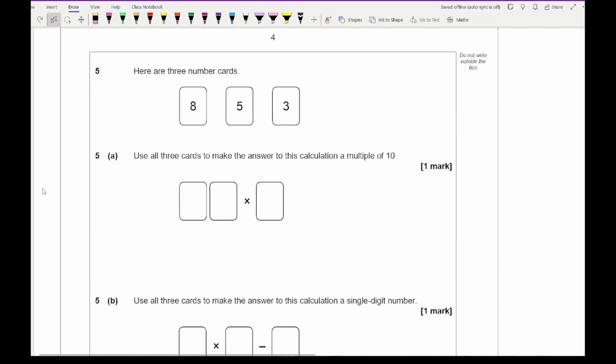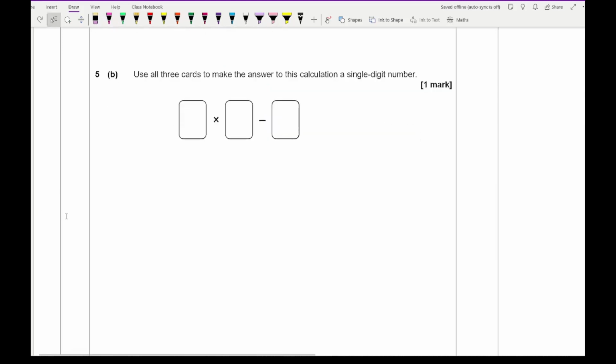It says all 3 cards are used to make the answer to the calculation a multiple of 10. So to make a multiple of 10, all you need to do is make sure that the single number is going to be a 5. So you can either have 83, so it's going to be ending in an even number. There is only one answer for this, which is going to be 38 times 5.